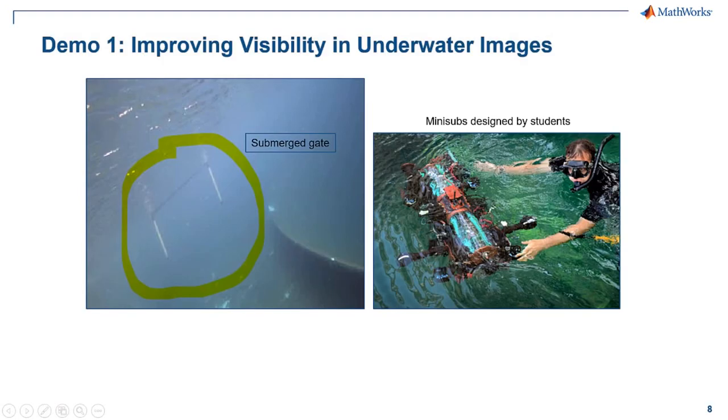Looking for objects underwater to help with navigation is a common task for submarines. The image on the right is of a small-scale autonomous submarine designed by some engineering students to perform some autonomous navigation tasks. One of the tasks is to locate the submerged gates underwater, like in the image on the right, and autonomously navigate through them.